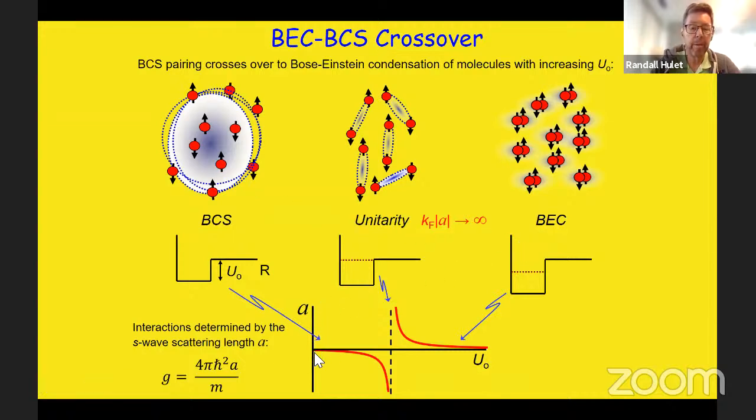So being able to see that crossover depended upon being able to make this potential deeper, or varying the depth of that potential so that it's either purely attractive or purely repulsive, or at unitarity where the scattering length is really not defined. So how do we do that?